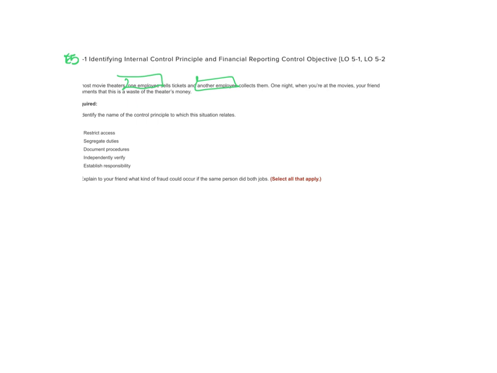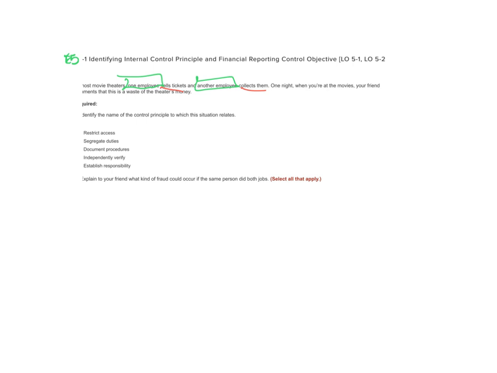One night when you're at the movies, your friend comments that it is a waste of the theater's money to have one employee sell the tickets and another collect them. Let's go ahead and split up this and this. Okay. It says, identify the name of the control principle to which the situations relate.